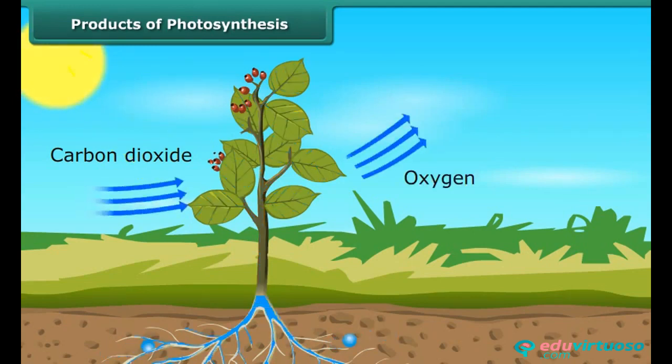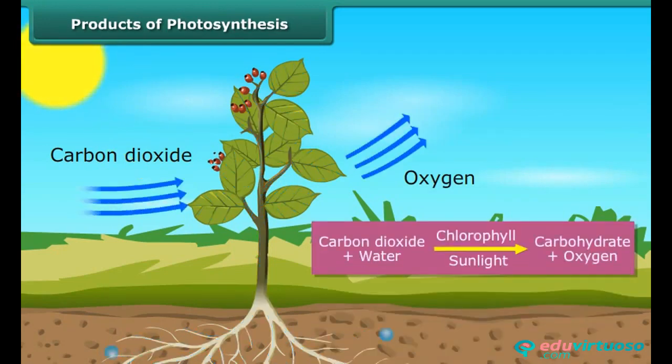Therefore, the process of photosynthesis can be represented as carbon dioxide plus water in the presence of chlorophyll and sunlight gives carbohydrate plus oxygen. In the presence of sunlight, carbon dioxide and water give carbohydrate, and oxygen is released in this process.